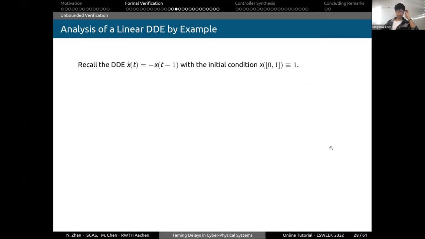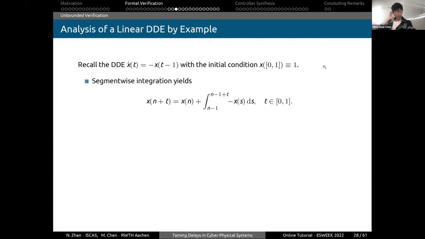I will illustrate the idea using a very simple delay differential equation. Again, in this simple form, this model is a negative feedback control system where we have a constant delay one. And for simplicity, we assume a simple initial condition, which is the constant function one. As I said, we can try to compute the segment-wise solution using integration. That means we can compute the solution at time n plus t using the solution at time n, but in the meantime, we take the integral of the previous segment.